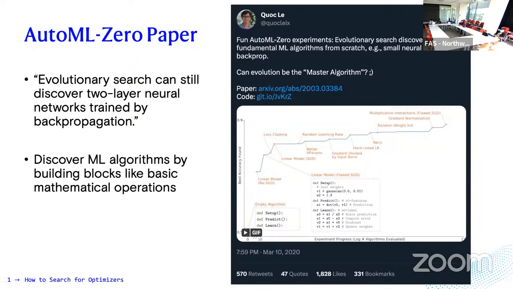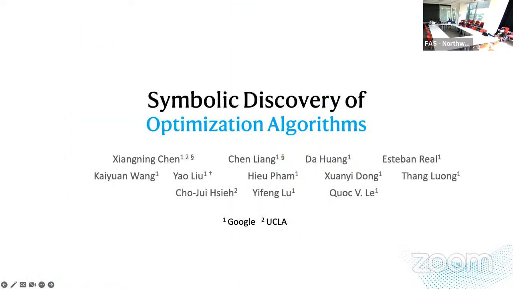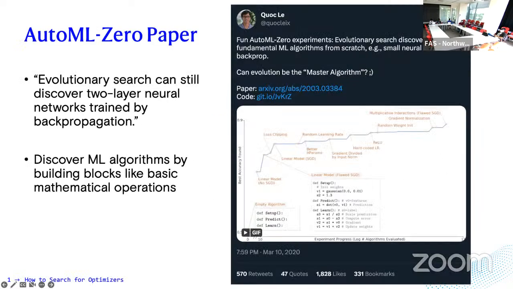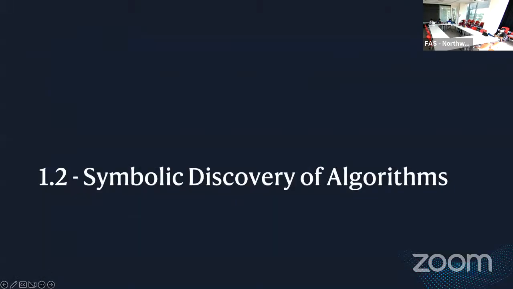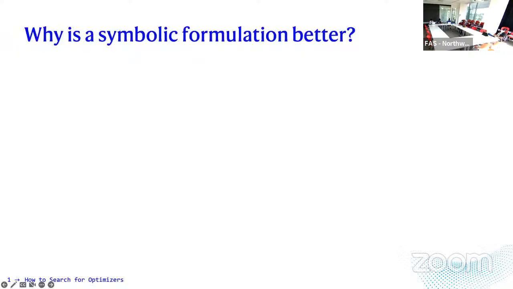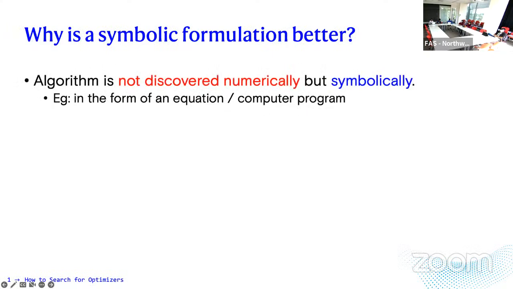The paper we are discussing today uses concepts from the AutoML-Zero paper and focuses just on the optimization part, finding a new optimizer. So now I'll get into the details of how this can be done. The first thing is we need to formulate this algorithm in a symbolic manner.